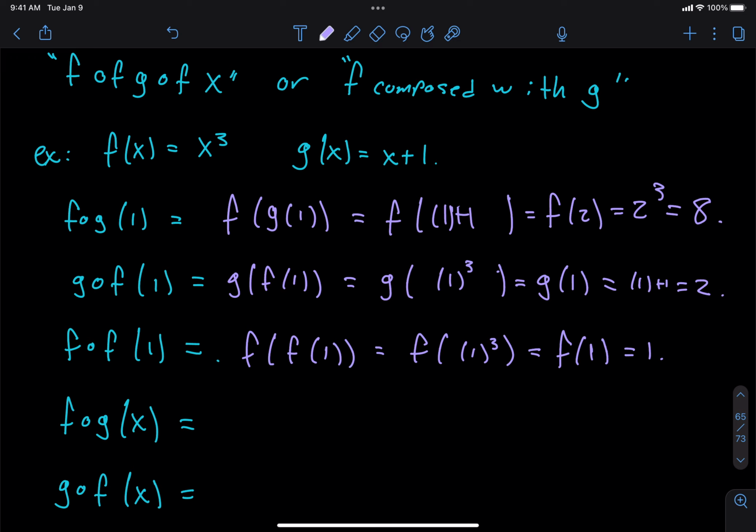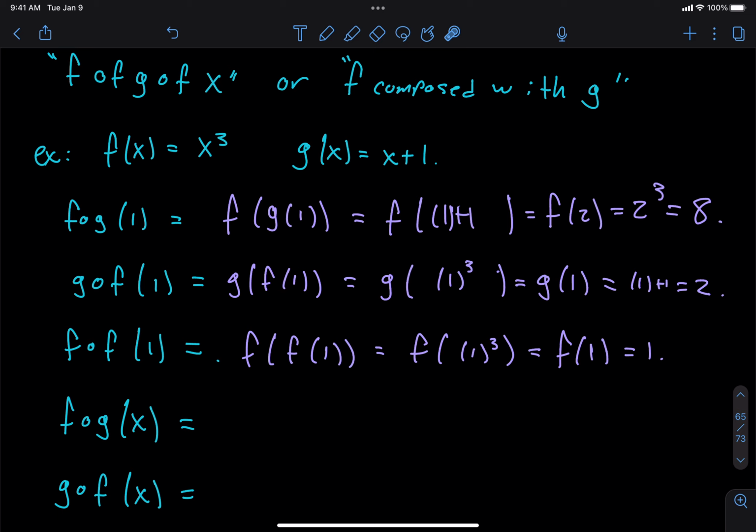All right, so that was a whole lot of nothing. But you get the idea. If I did f of f of 2, then I would get f of 2 cubed, which would be f of 8. And then I would get 8 cubed as my final answer, which is like 512 or something like that.